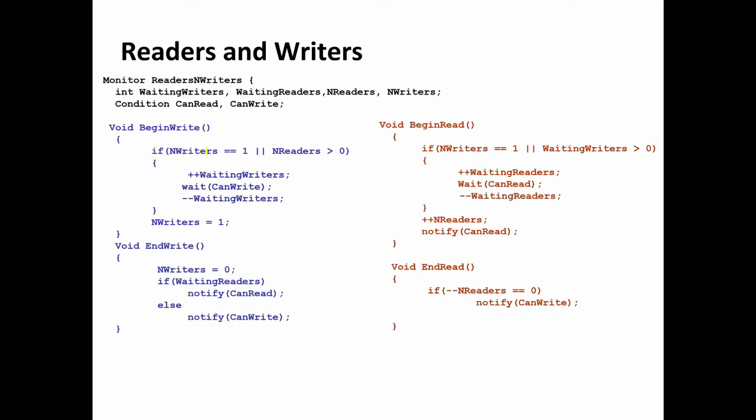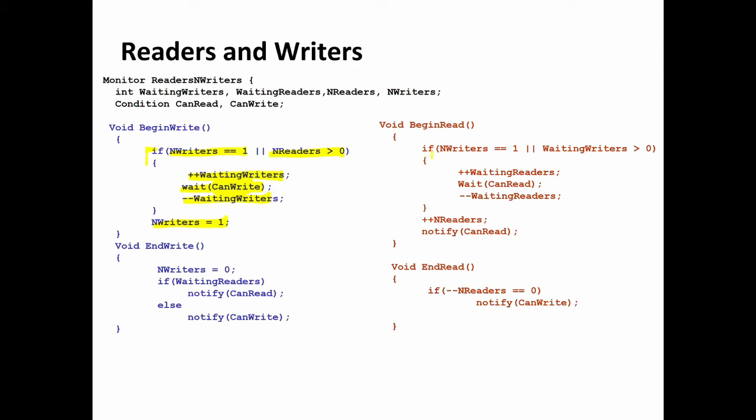Now let's look at the begin write and begin read case. In the begin write case, we check whether the end writers is 1 or whether the end readers is not 0. If this is true, it means that the database is busy and we should wait. So we add ourselves into the waiting writers, we increment it by 1, and then we do a wait on can write. This effectively means, I cannot complete my task, so I will wait on this can write condition variable. When it wakes up, it will decrement it, and it will get in and go ahead.